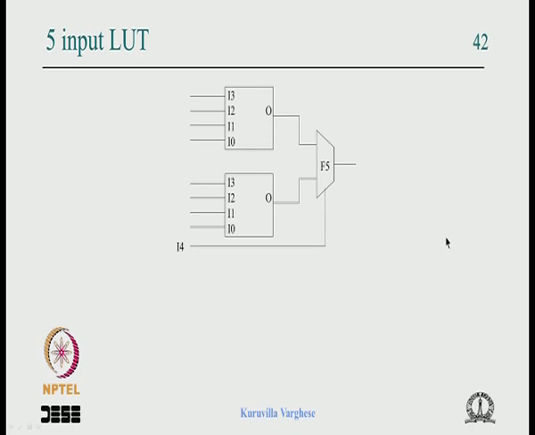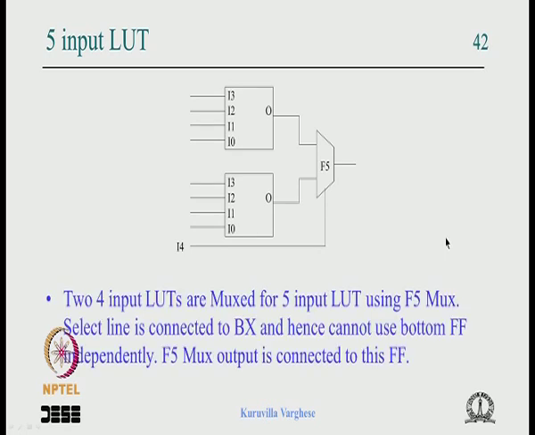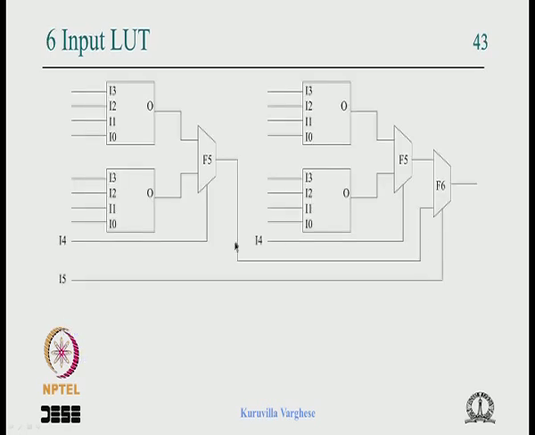The answer is yes, we have yet another mux. So this is a 5 input lookup table, this is a 5 input lookup table. Now you use a 2 to 1 mux between the outputs of the 2 F5 muxes, we call it the F6 mux. The select line of that is the 6th variable.